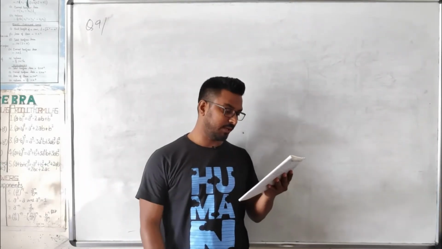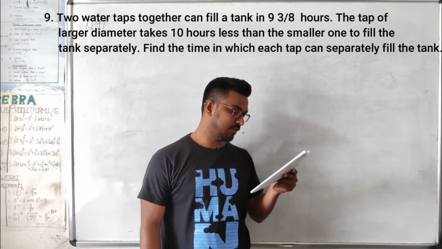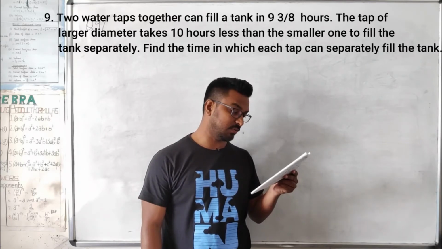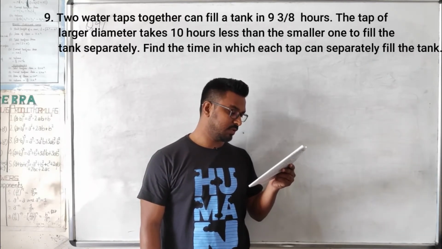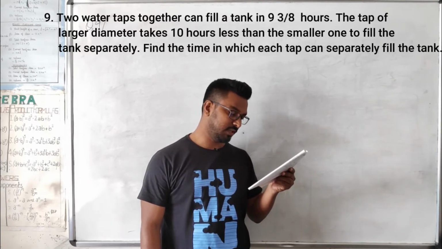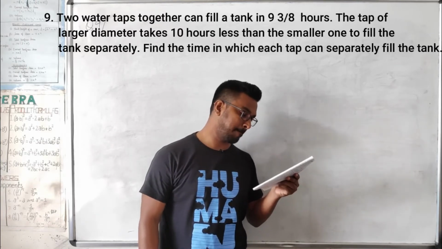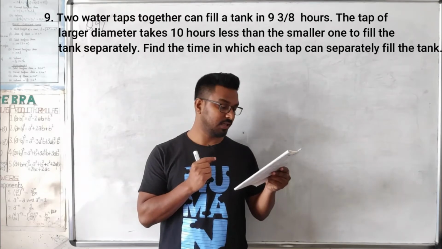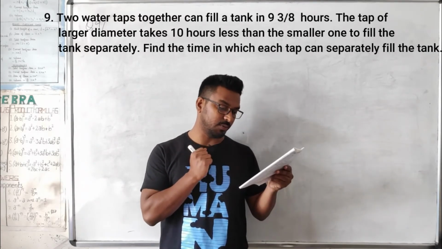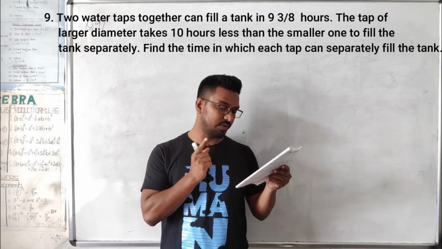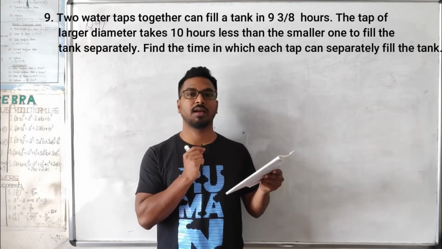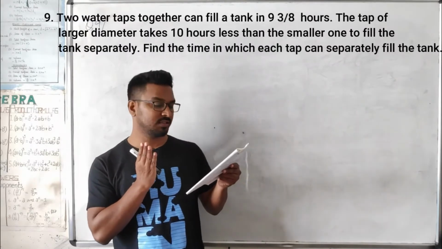Moving to question number 9. Two water taps together can fill a tank in 9 3/8 hours. The tap of larger diameter takes 10 hours less than the smaller one to fill the tank separately. Find the time in which each tap can separately fill the tank. Okay, both the taps can fill the tank in 9 3/8 hours. So you have to find how many hours it will take by the smaller tap and the larger tap. We don't know these.